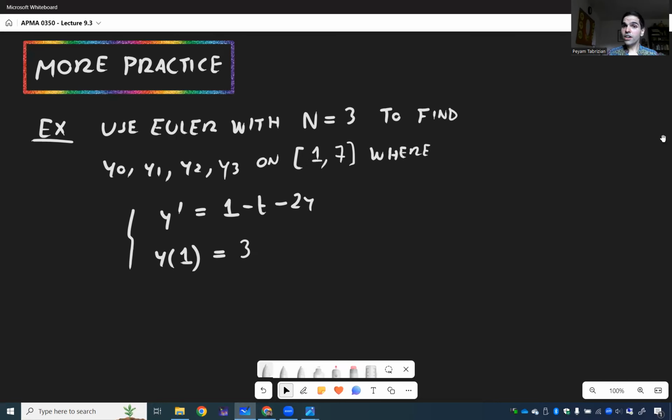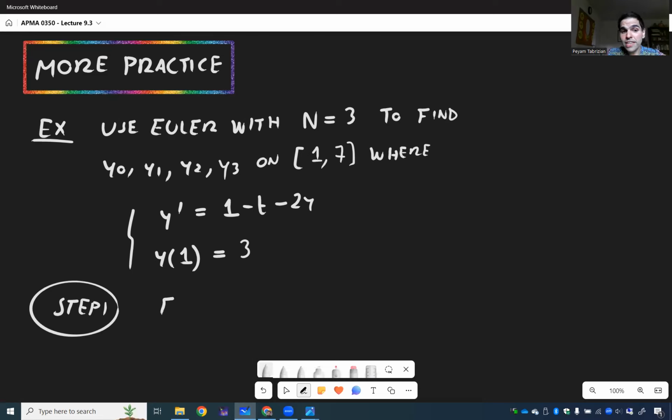This is just some very quick practice with Euler's method, just so you can see that it's faster than you might think. So let's use Euler's method with 3 steps to find y0, y1, y2, y3 on the interval [1, 7], where we have the following ODE. The difference from before is that we started at 0, but now we start at 1. That doesn't deter us from solving this problem.